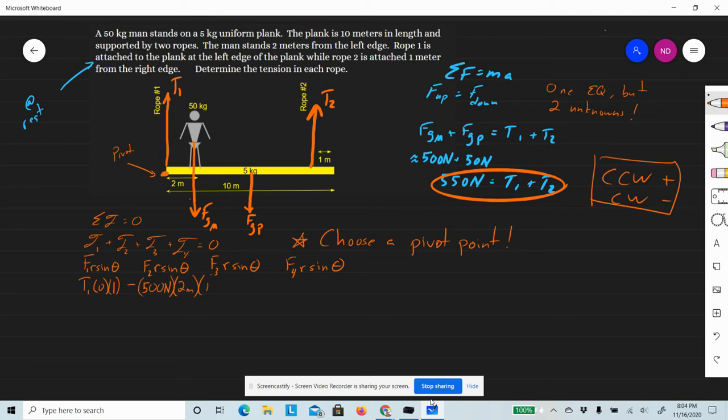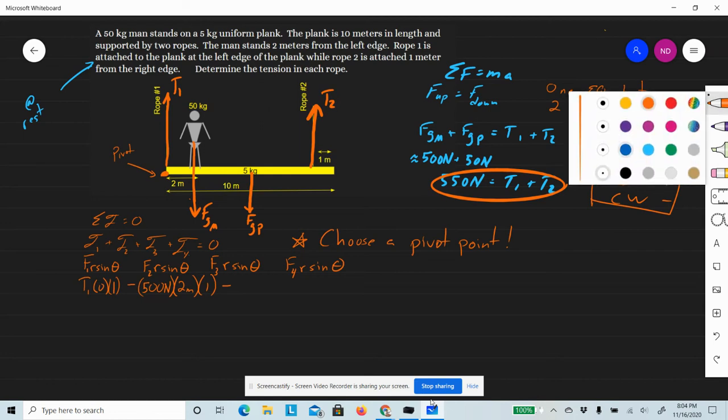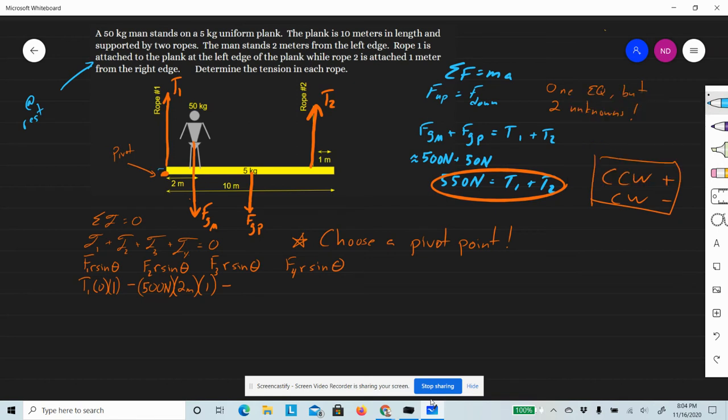Again, times 1, sine of 90. The weight of the plank itself will also cause it to rotate. Right, if this was the hinge point, that would cause rotation that way. That would cause rotation that way. So that's why those things are negative.